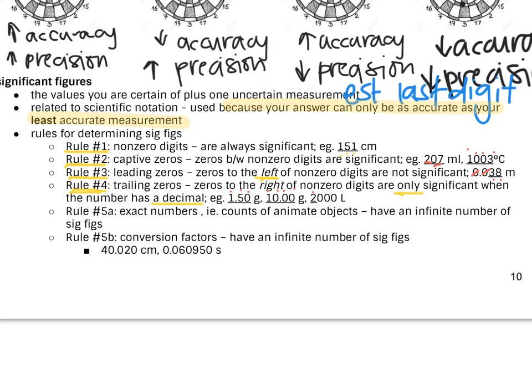Okay, rule 5, exact numbers. So this would be counts of animate objects. And an animate object is something that you can hold, you can see, you can feel, things like that, that you're for sure is there. They have an infinite number of sig figs. So for example, if you counted 10 people, those are animate objects.